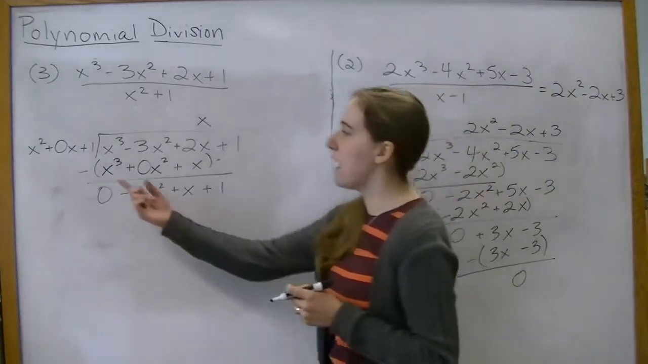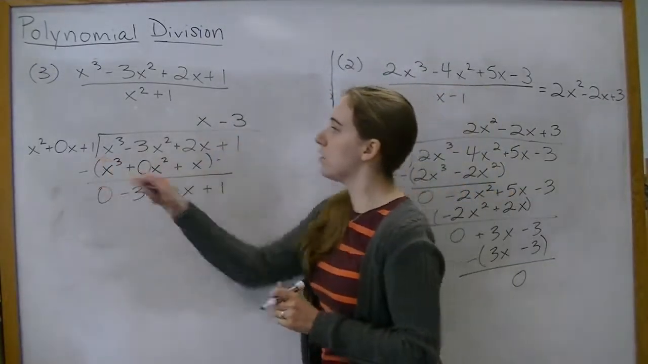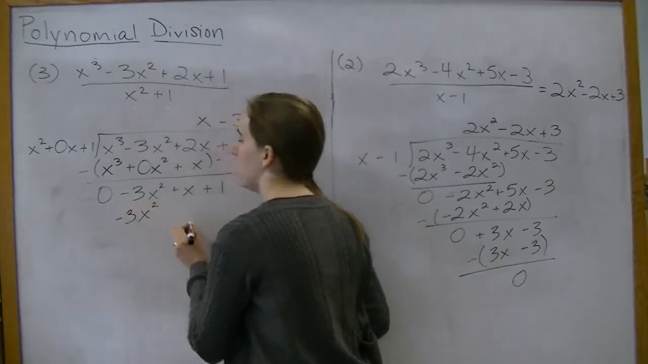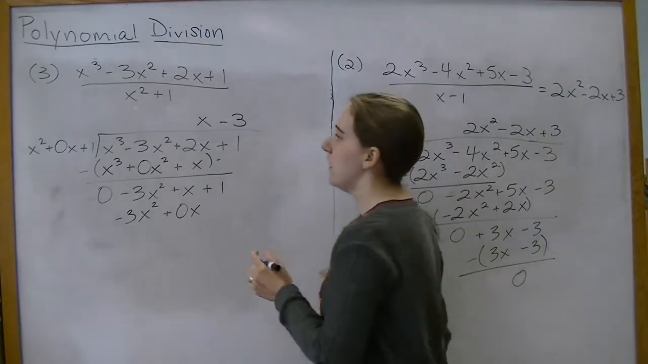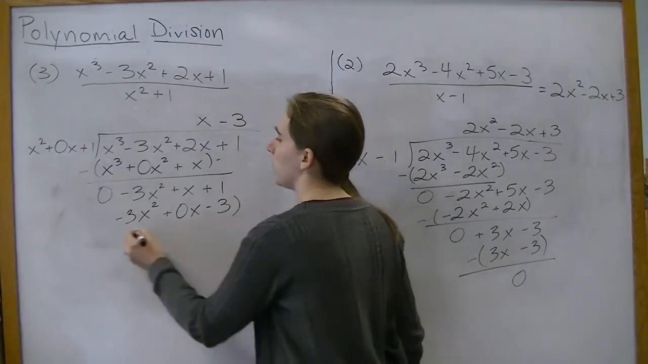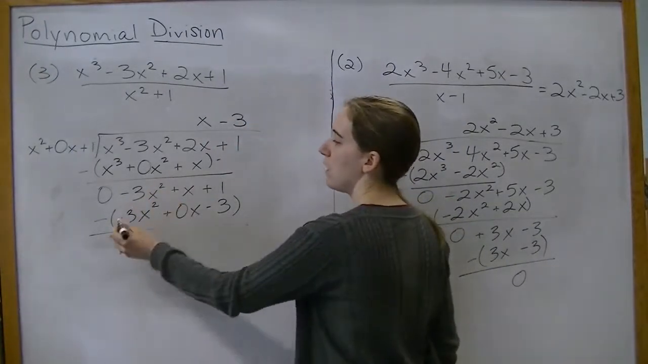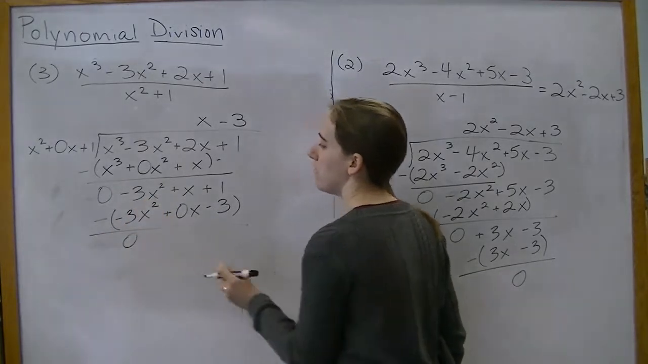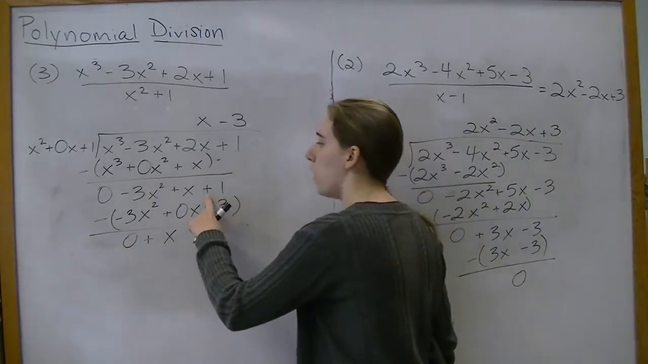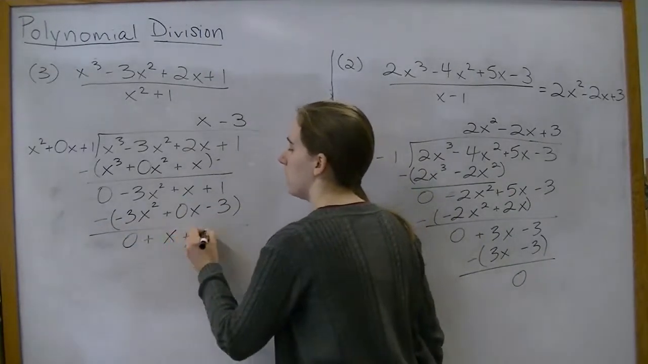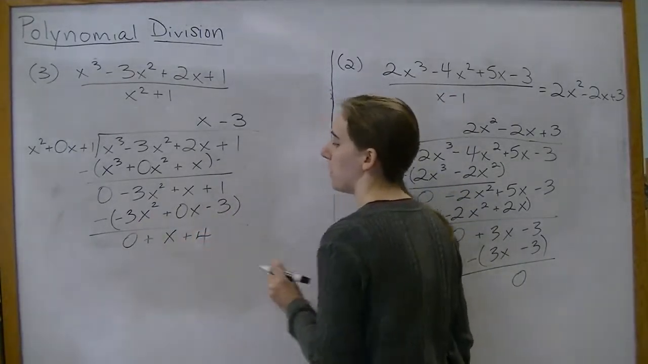Now I can multiply my x squared by negative 3 to get the negative 3x squared to cancel. So negative 3 times x squared, plus negative 3 times 0x will stay as 0x. And then negative 3 times 1 will become negative 3. So again, subtract off. Negative 3x squared minus negative 3x squared gives me 0. x minus 0x gives me just x. And then I have 1 minus negative 3. So I get 1 plus 3, which is 4, not 5.